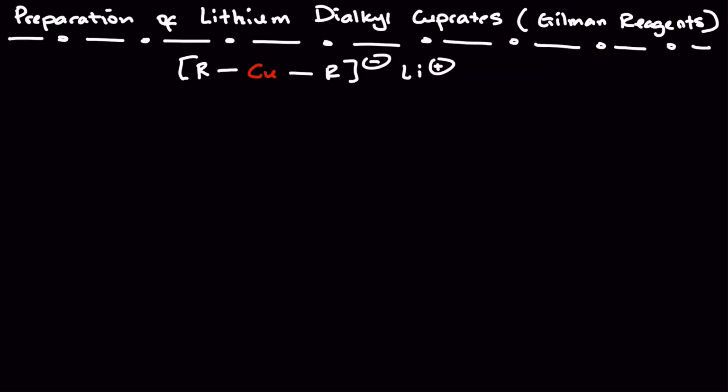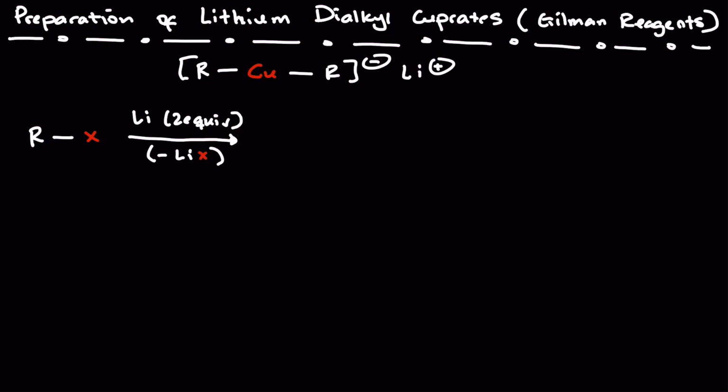Okay, so now we shift our attention to lithium dialkylcuprates. They're also known as Gilman reagents, and this is the generic chemical formula for this family of species. We will start with preparing them, and then we will go over some reactions that these lithium dialkylcuprates can engage in. The synthesis of lithium dialkylcuprates proceeds through the synthesis of your organolithium reagent.